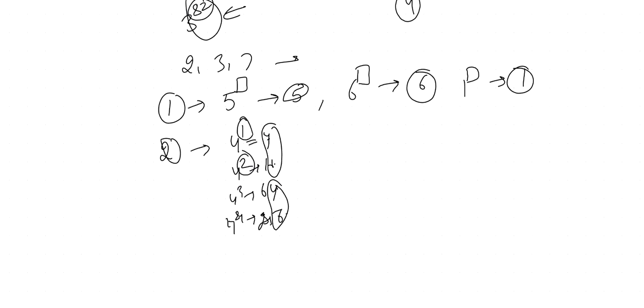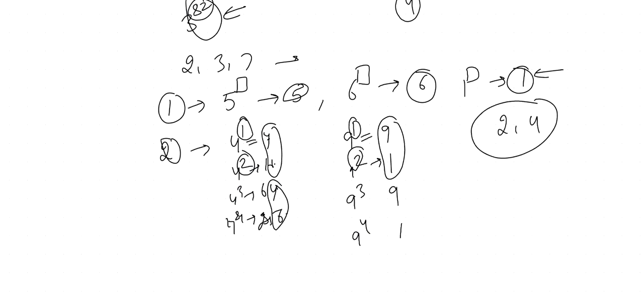Okay, as is the case with 9. 9 raised to power 1 is 9. 9 raised to power 2 is 81. Last digit is 1. 9 cube, 9. 9 raised to power 4, 1. So we just have to see whether the power is odd or even. Cyclicity is either 1, I mean it's always the same, or it's 2 or 4. That's it. It's never more than 4.